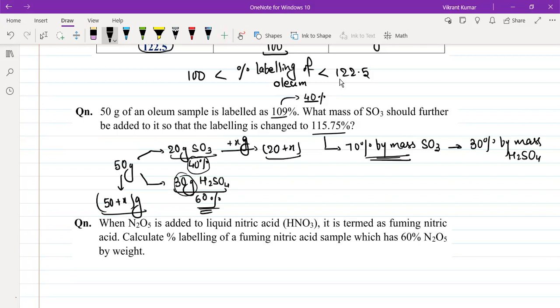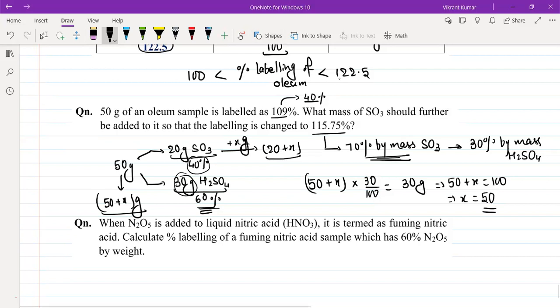Which means we are saying this 50 plus X ka 30% is nothing but 30 gram. Which means 50 plus X is nothing but 100. Which means X is 50. Is it okay? So you must add 50 gram of SO3. Then only we can say that its percentage labeling will become 115.7. Is it okay? Anyone having any doubt?